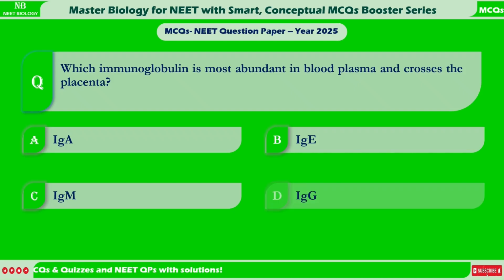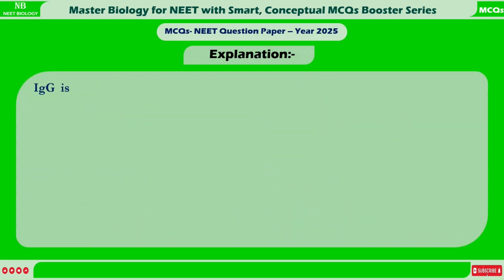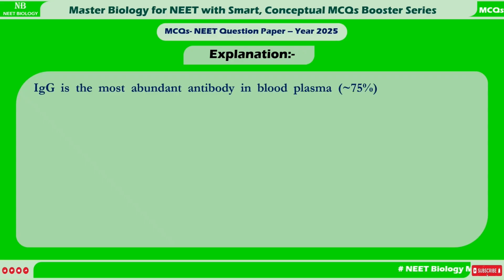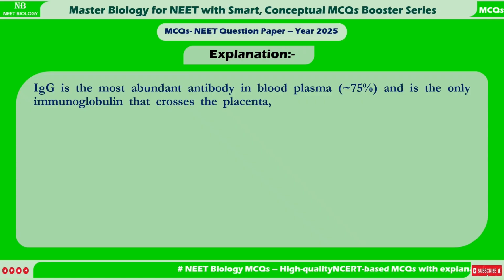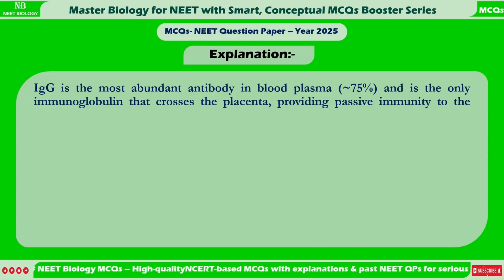Correct answer is D. IgG. Explanation: IgG is the most abundant antibody in blood plasma (75%), and is the only immunoglobulin that crosses the placenta, providing passive immunity to the fetus.